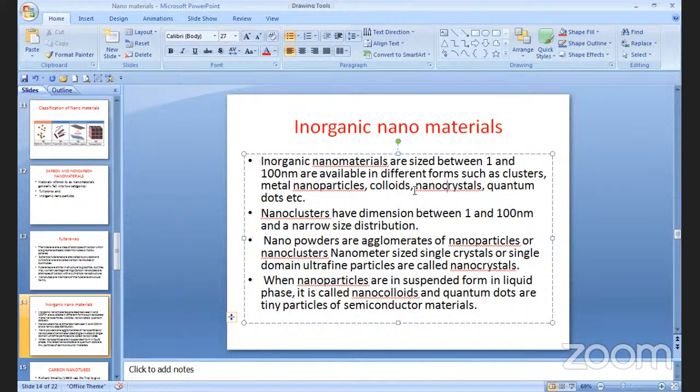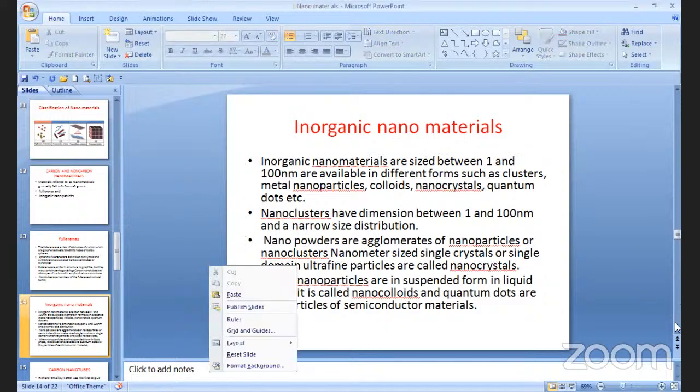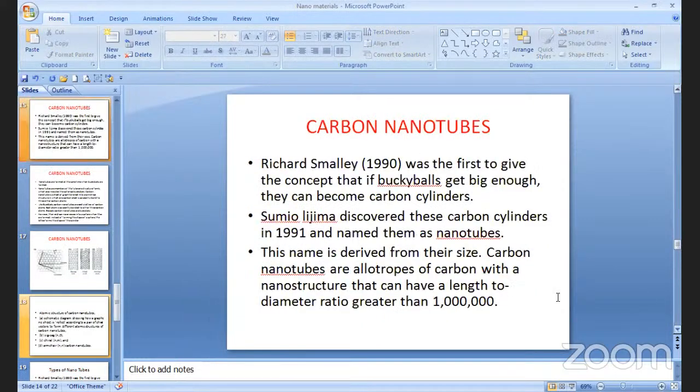Especially these nanoclusters have dimensions between 1 and 100 nanometers, and they have a narrow size distribution. Coming to nanopowders, these are made of nanoparticles or nanoclusters. Nanometer-sized single crystals, or single-domain ultrafine particles, are called nanocrystals. Okay, so this is about inorganic nanomaterials.